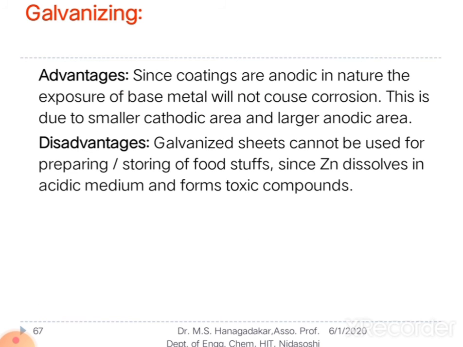Let us discuss now what are the advantages of galvanizing. Since coatings are anodic in nature, the exposure of base metal will not cause corrosion. This is due to the smaller cathodic area and larger anodic area. Then what are the disadvantages? Galvanized sheets cannot be used for preparing or for storing foodstuffs since zinc dissolves in acidic medium and forms toxic compounds of zinc.